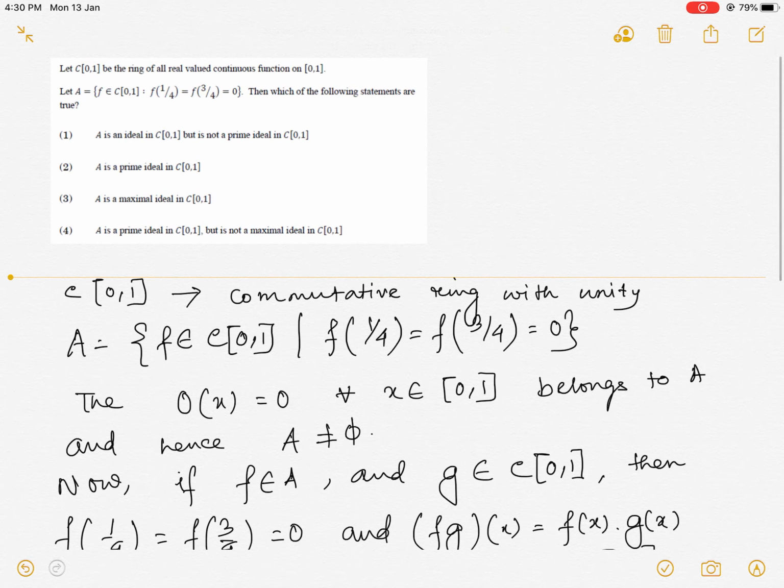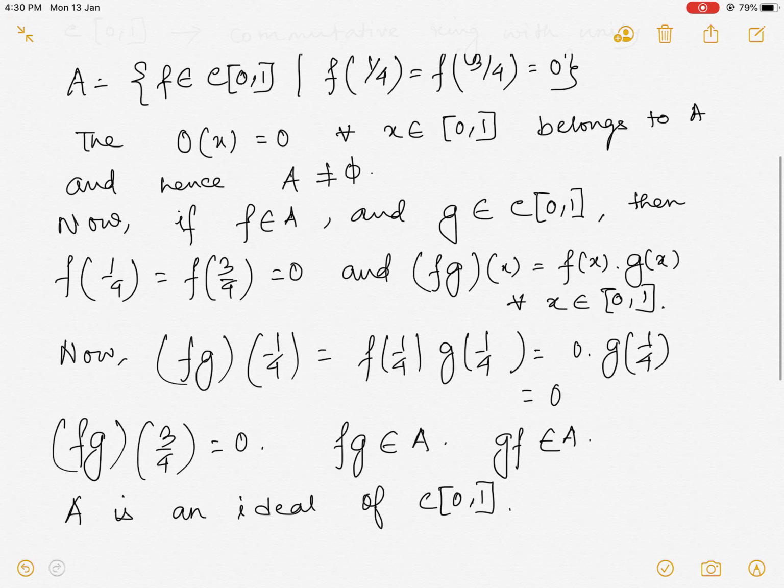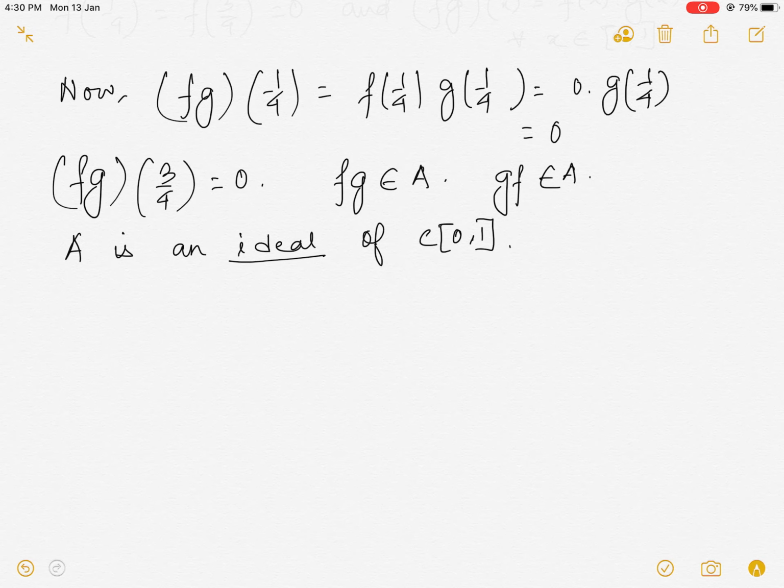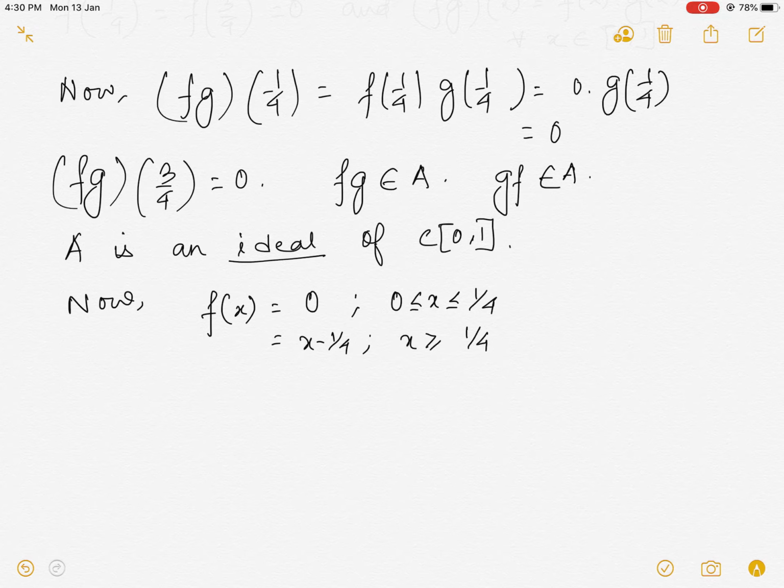Now we check the first condition. A is an ideal in C01, but it is not a prime ideal in C01. A is an ideal of C01. We will check whether A is prime or not. Now, we consider two functions. f(x) is equal to 0 when 0 less than or equal to x less than or equal to 1/4, and x minus 1/4 when x is greater than or equal to 1/4.